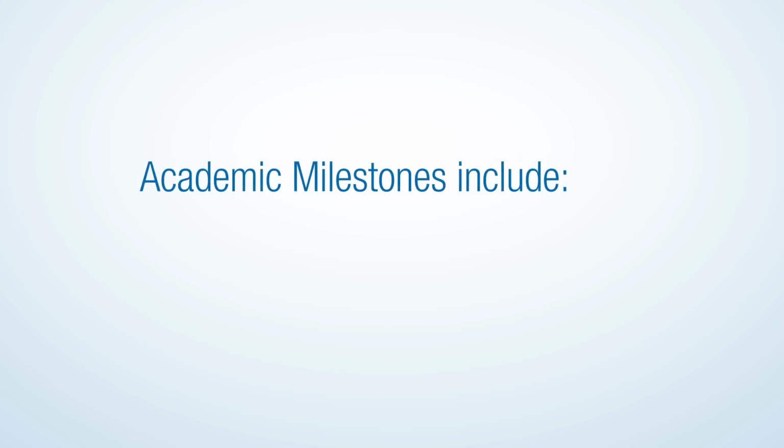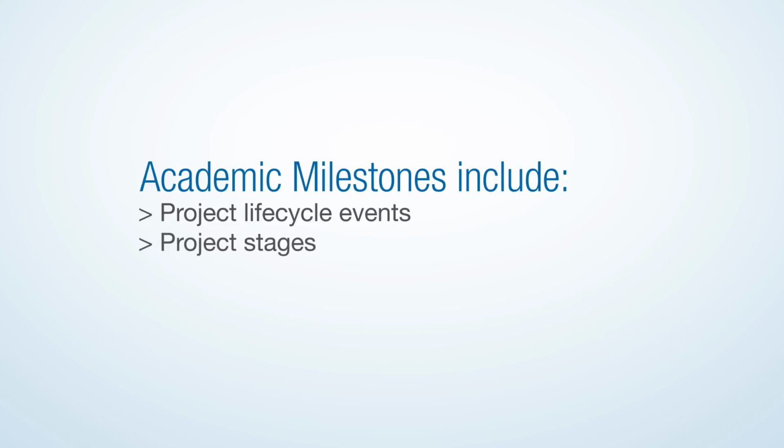Academic milestones may include goals and events within the life cycle of the project. For example, dates for project stage completion, staff recruitment, and submitting conference abstracts. These are specifically designed to allow academics to keep track of their project activities.